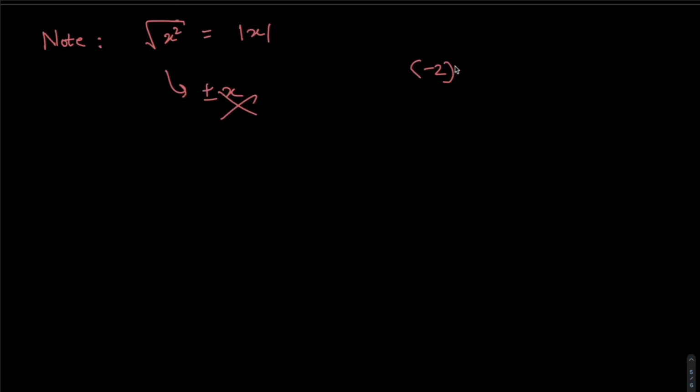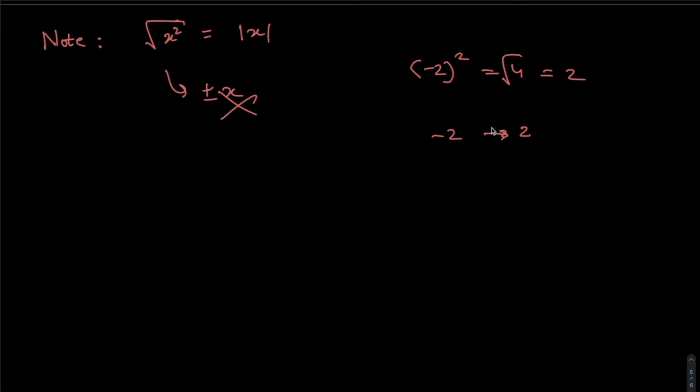But when you have -2 whole squared, that's going to be 4, and the square root of 4 is 2. So technically you're getting a positive value every time. So it's working like a modulus function only, right? Let me just keep it so you can use it for your reference. I'll make this a little bit neater. So it's 2, right? It's not plus or minus 2. It's just 2.